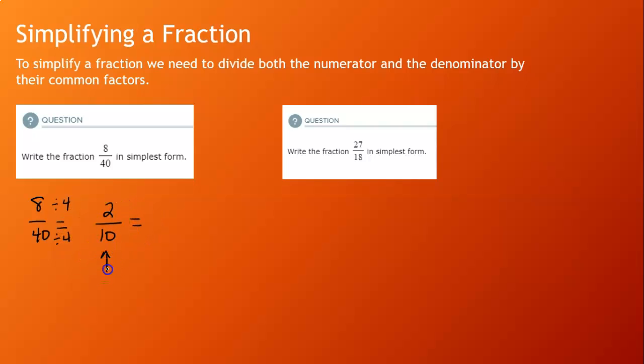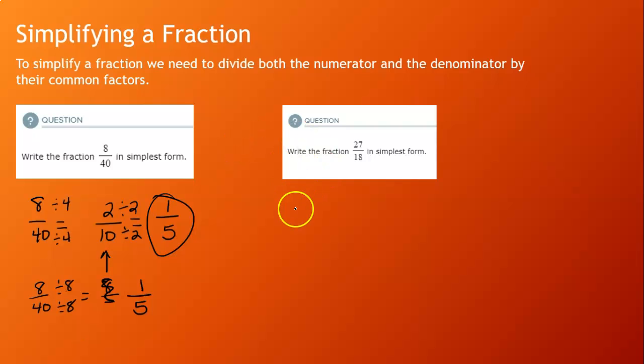I should notice at this point that 2 and 10 are both divisible by 2. 2 divided by 2 is 1, 10 divided by 2 is 5, so that actually becomes 1/5 in simplest form. That's the same thing I would have gotten to begin with, because 8 divided by 8 is 1, and 40 divided by 8 is 5.